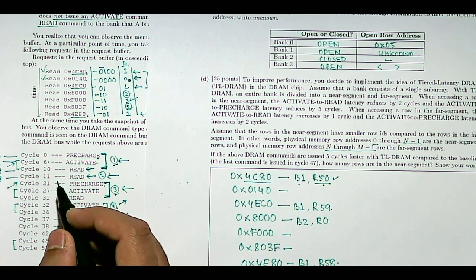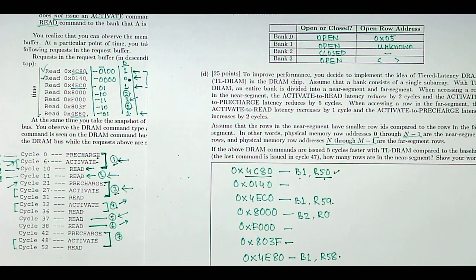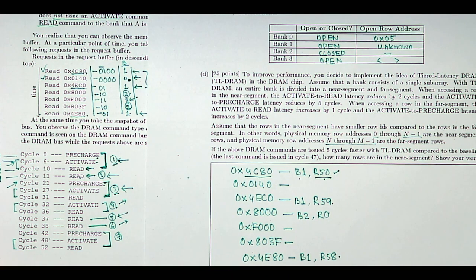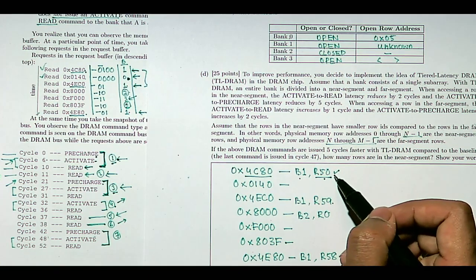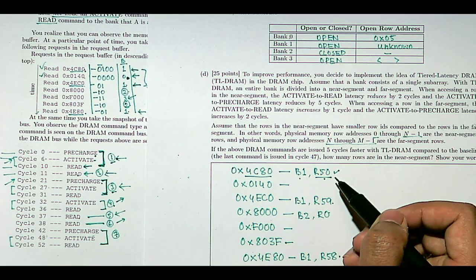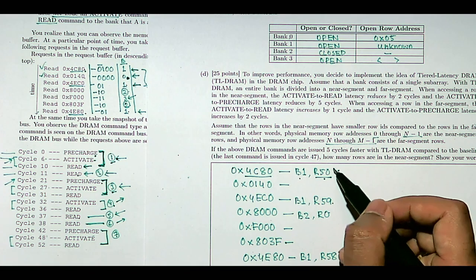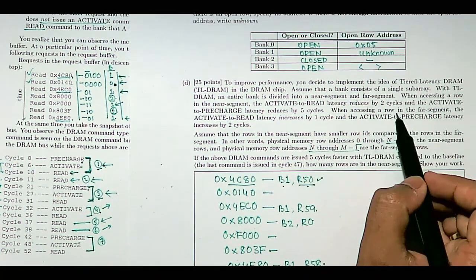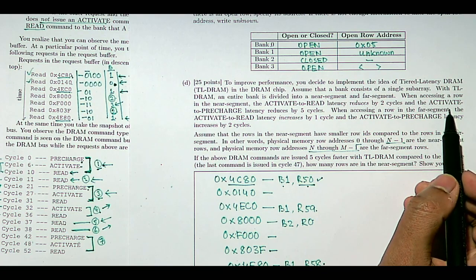Right. So the question is to get the boundary, right? We need to get the boundary. Now we should start from some place. Let's consider 50 as a boundary. So I'm considering 50 for now as a boundary. So anything from row 0 to 50 actually falls into the near segment. Anything from 51 and upwards is basically fast segment. So any access to the near segment comes with 2 benefits: activate to precharge and activate to read. Some cycle savings.